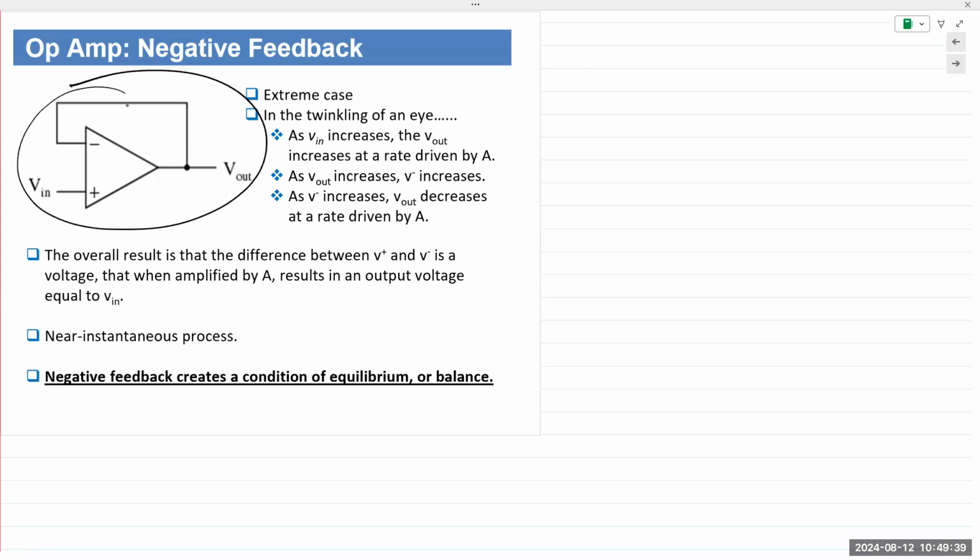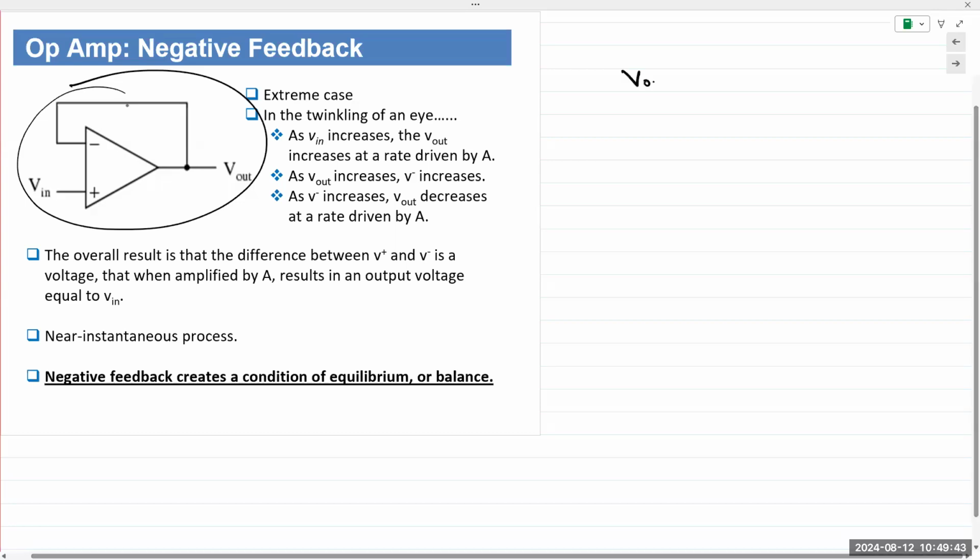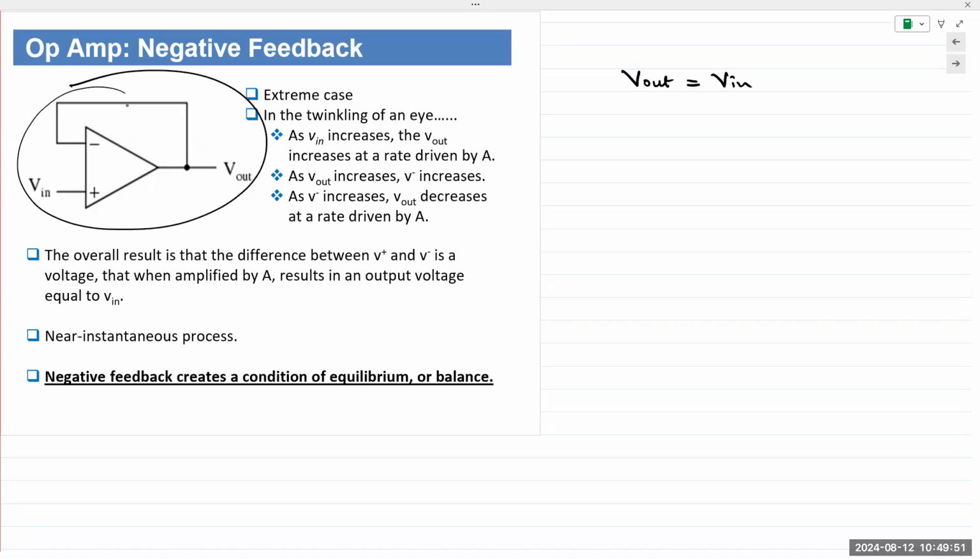Let's talk about the result first. The result of this circuit is that V out is exactly the same as V in. Hence the name unity gain amplifier. There is essentially no amplification taking place, but since we're using an operational amplifier, we say it's a unity gain op amp or unity gain operational amplifier.